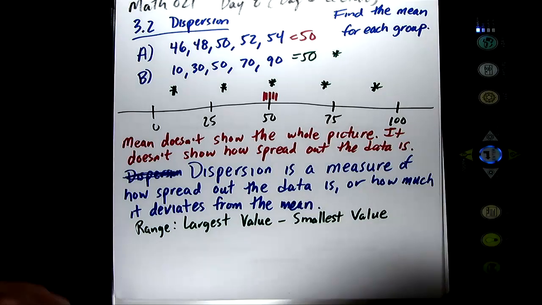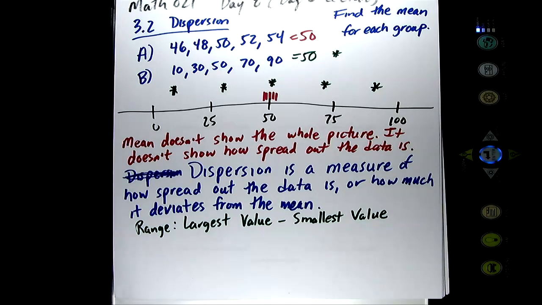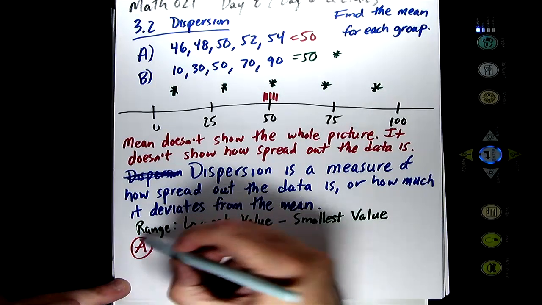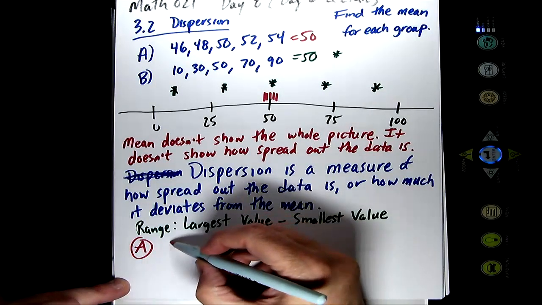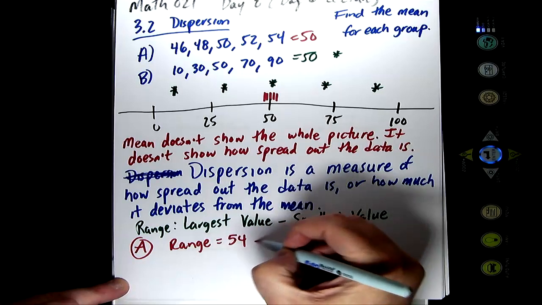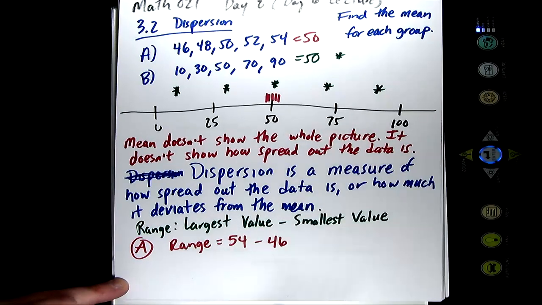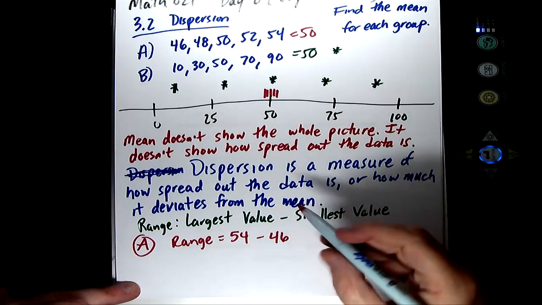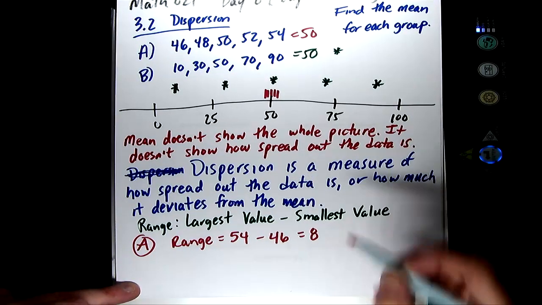So for group A, the largest number is 54. And the smallest number is 46. So if I subtract these, I have 8.